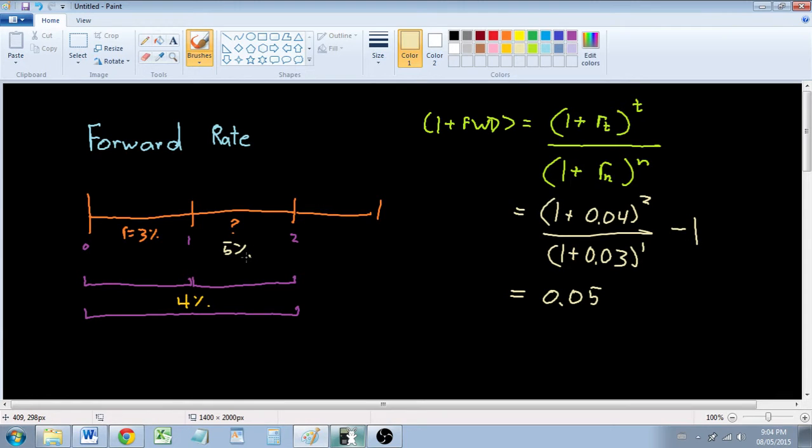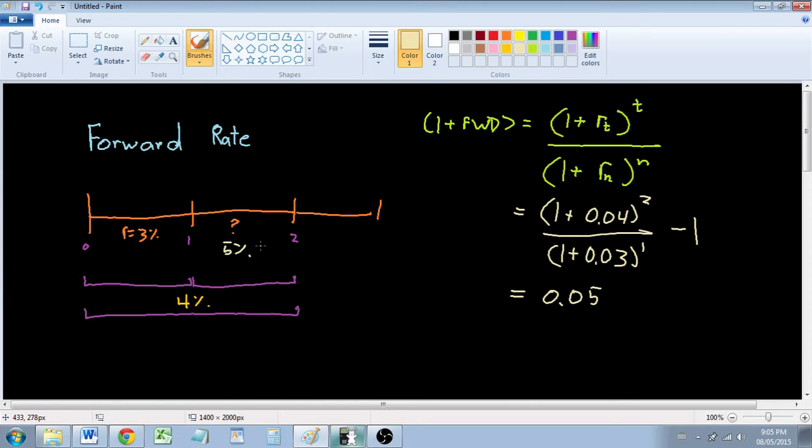And now let's think, does that make sense to us? Well, the yield to maturity over this 2-year period is 4%. So the average interest rate is going to be 4%. And this is less than the average. So if we have a period of time that's less and the average is more, well, we need to have something that balances it out. So yeah, that does make sense. We do need to have an interest rate of 5%.